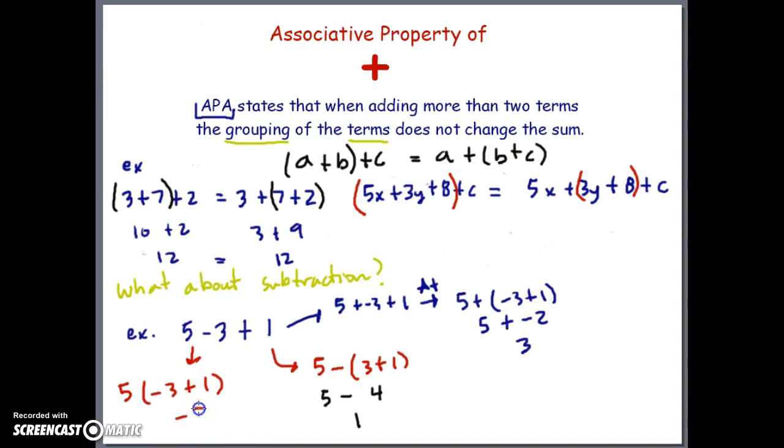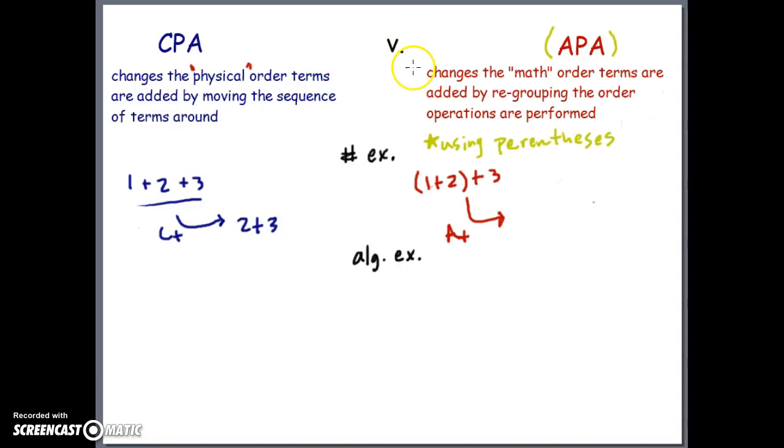But as soon as I simplify this, it becomes multiplication. The 5 is now being multiplied, so this is another non-example. Turning something that was being subtracted into multiplication is not within the property. So just to talk about the difference between the two properties.